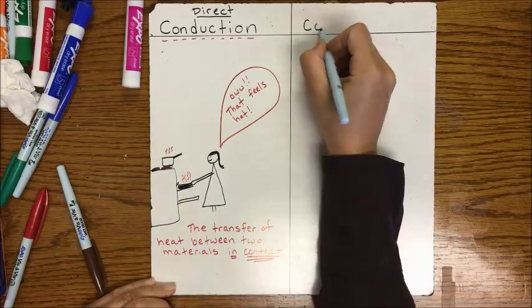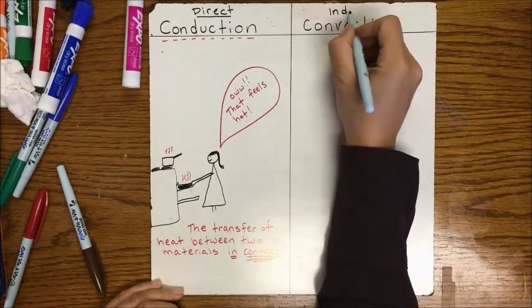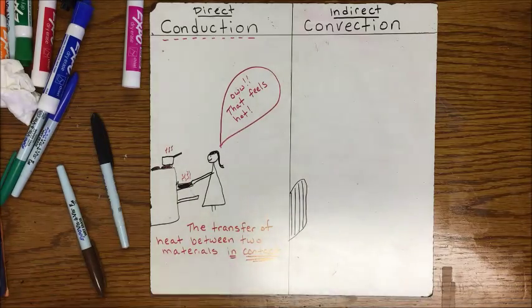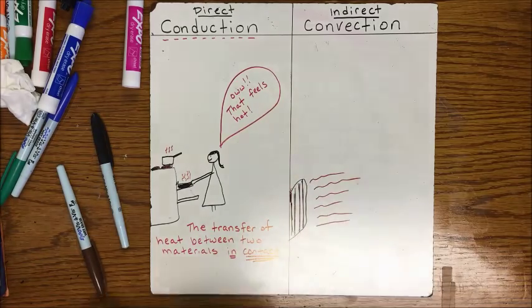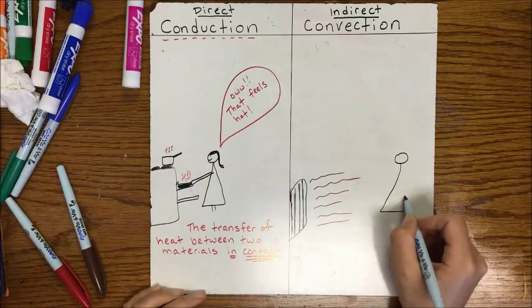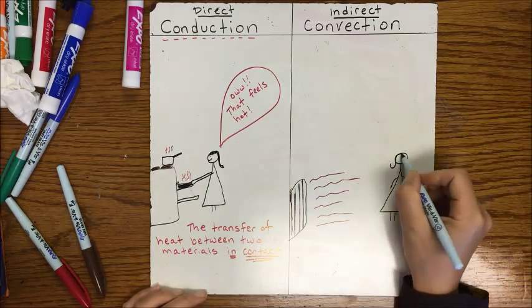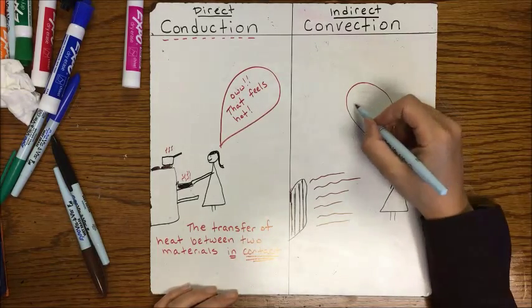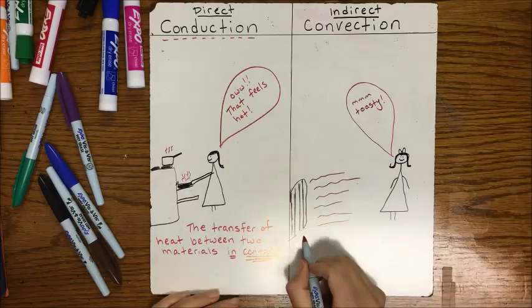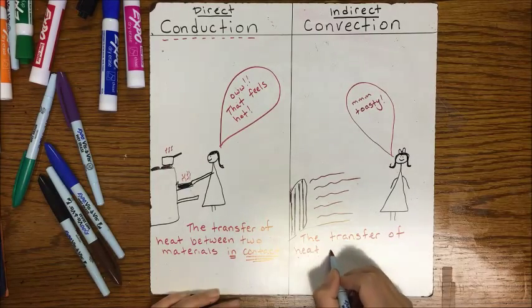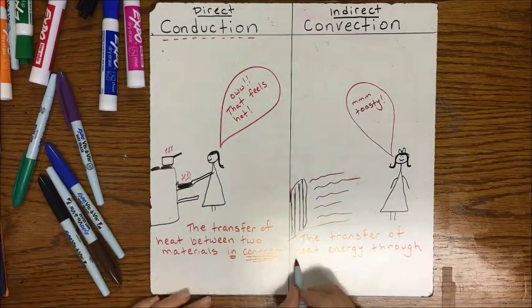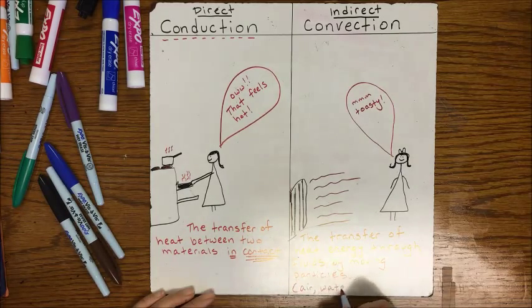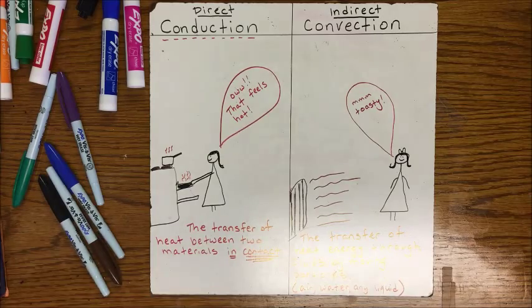Another way that heat is transferred is through convection, which is indirect. So say we have an old-fashioned space heater, and it is sending out some nice warm air into the room. If you feel this air, you are not actually directly touching the heater, but you do feel the warm air coming from it, and it is nice and toasty. So this form of energy is transferred through fluids by moving particles, and fluids would be air or water or other liquids.